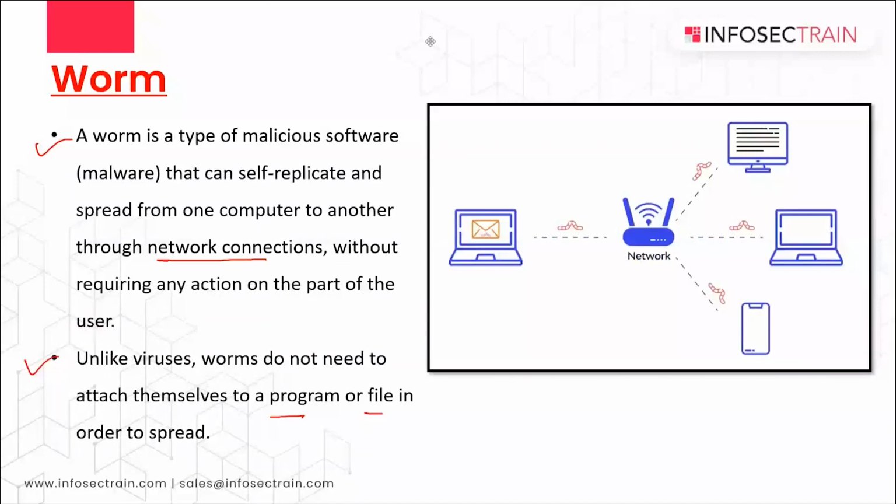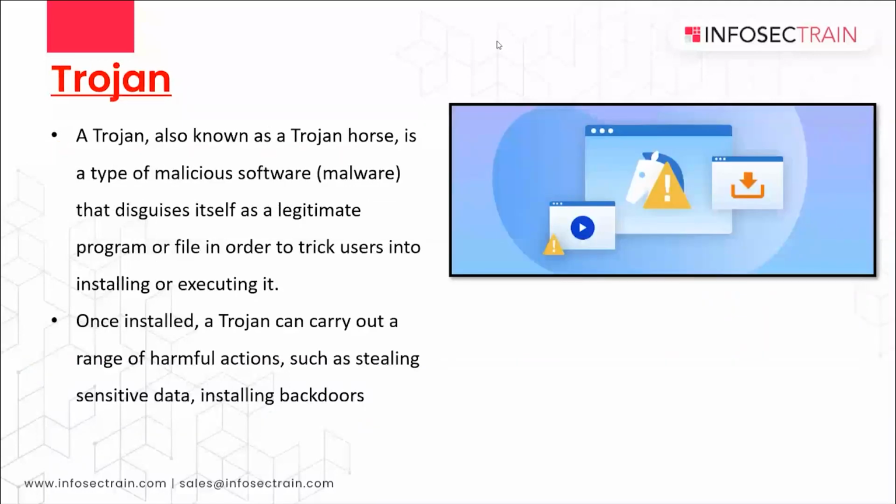Now, apart from that, the Trojan virus, right? The name is pretty much famous, so we will be talking about this. A Trojan, also known as a Trojan horse, is malicious software that disguises itself as a legitimate program or file in order to trick users into installing and executing it. Once it is installed, a Trojan can carry out a range of harmful actions such as stealing sensitive data and installing backdoors.